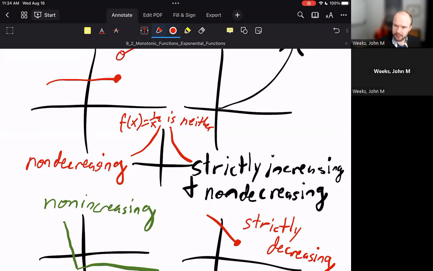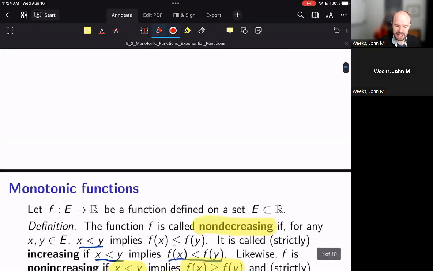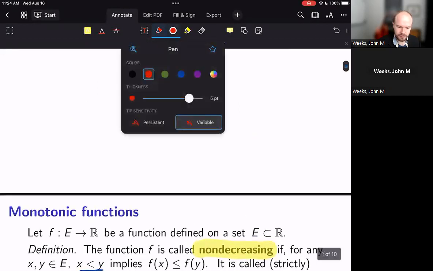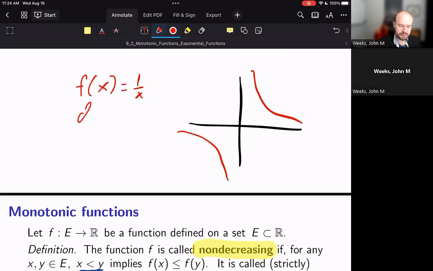Another interesting example, or another non-example, I should say, is something like this. We could be looking at a function like 1 over x. We could ask the question, by our definition, is f of x equals 1 over x decreasing? Well, if I look at this, I notice that it does seem to be going down everywhere that I'm going, and so I might be tempted to say yes.